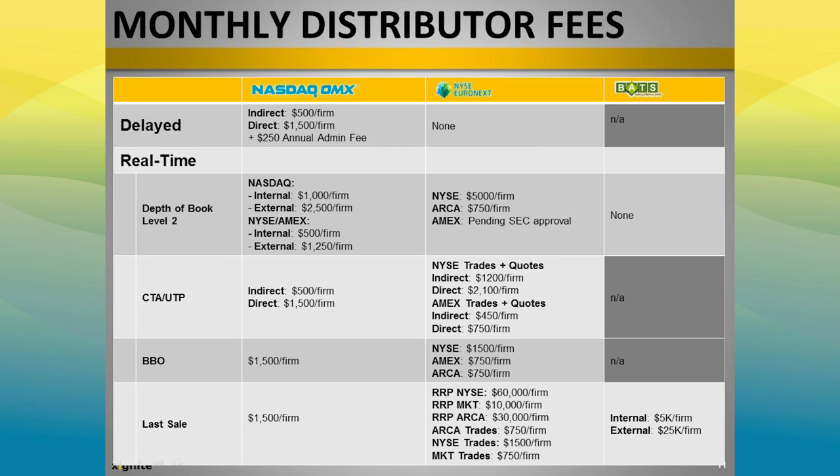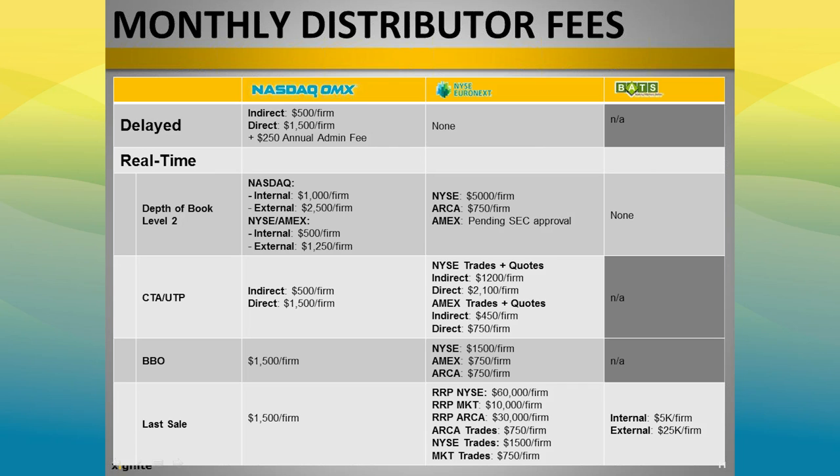You can see that for delayed data, only NASDAQ charges a fee to a distributor or vendor. If you get it indirectly, you pay $500 per firm per month. These are monthly fees. If you get it directly, you get a feed from it, you'll pay $1,000. And you have an admin fee on top of that. NYSE doesn't charge you anything, but of course, they will charge you something if you take a direct feed from them. They won't give you a delayed direct feed, so you'd probably have to take that from a vendor.